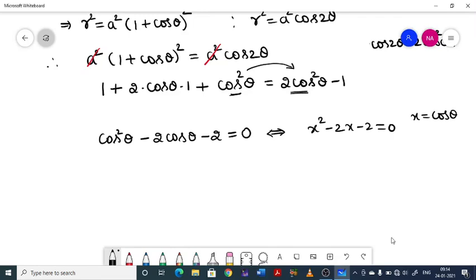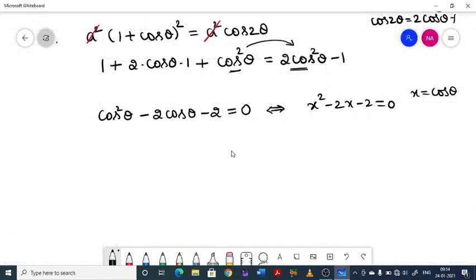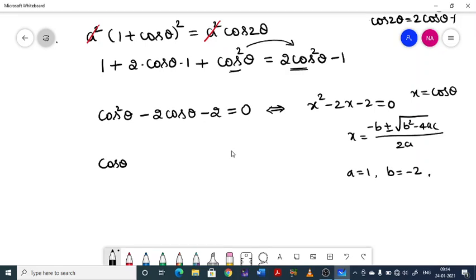Or you can treat this as a quadratic equation in the variable cos theta, then apply the formula. So this will be using Sridhara's formula. Cos theta equal to, first I will write the formula: x equals minus b plus or minus square root of b square minus 4ac divided by 2a. That is the formula, right? Equivalently we use this formula here. So here I have b equal to minus 2, a equal to 1, c equal to minus 2.